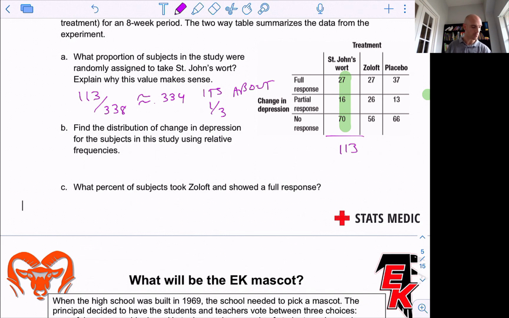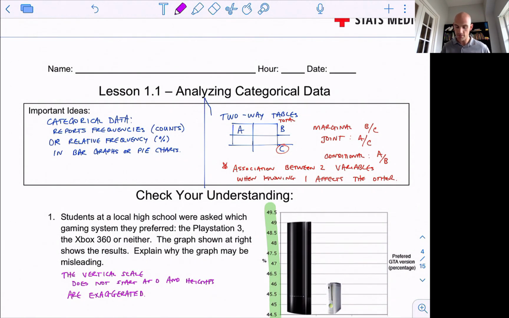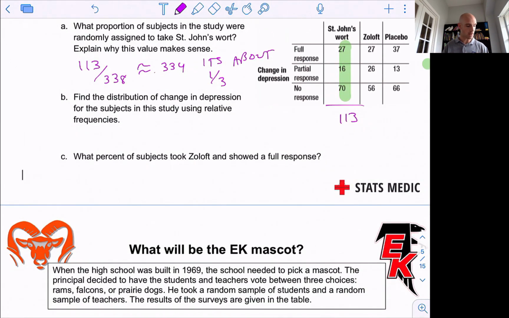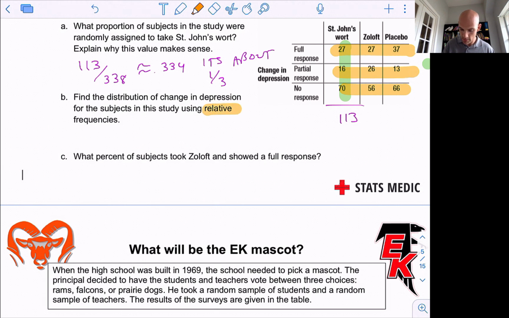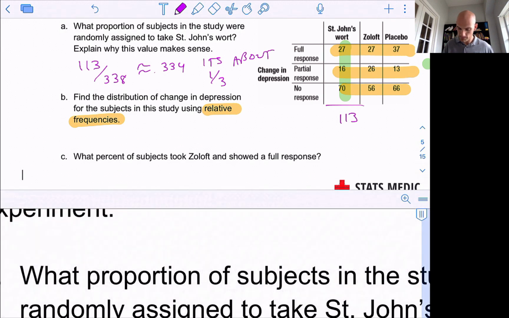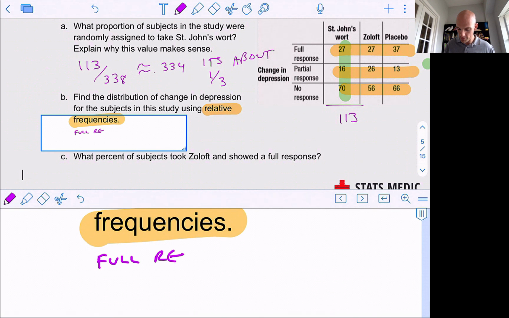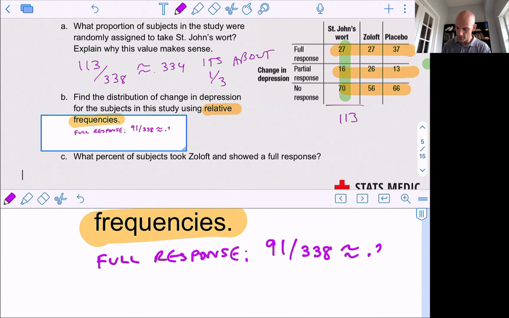Part B, find the distribution of change in depression for the subjects in the study using relative frequencies. So let's peek back up here. Remember, our relative frequencies are going to be what exactly happens with each of the responses based on the total, okay? I'm going to use a different color, and that one's going to go this way. Our relative frequencies are going to look like this. Full response: when we do our totals, we have 27 plus 27 plus 37, which would be 91 out of 338, which is about 0.269. Again, leave your fractions in unreduced form, whether you know if they're reduced or not. That way we can see the total number of people, not just the decimal.